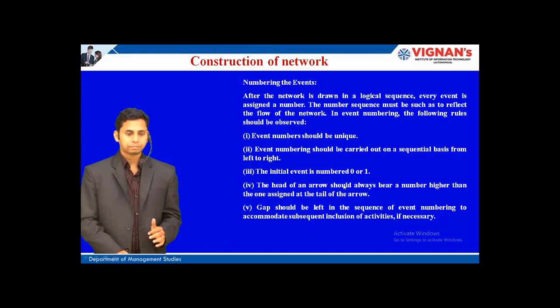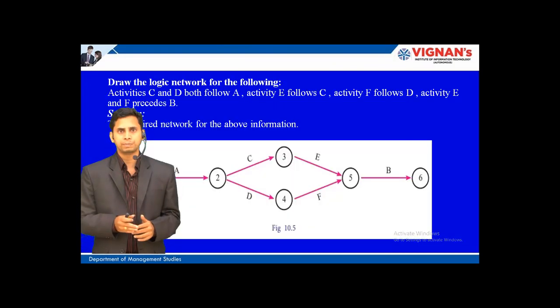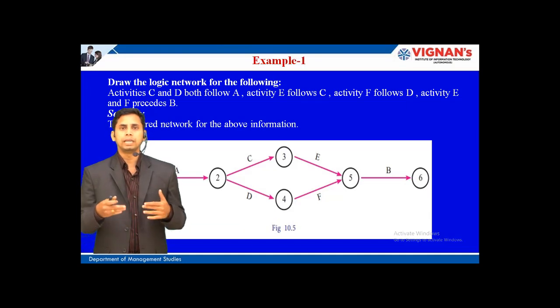Okay, and a gap should be left in the sequence of event numbering to accommodate a subsequent inclusion of activities if necessary. In case of any joining of activities, a gap must also be given for the construction of a network diagram.